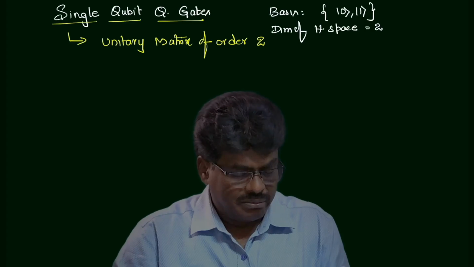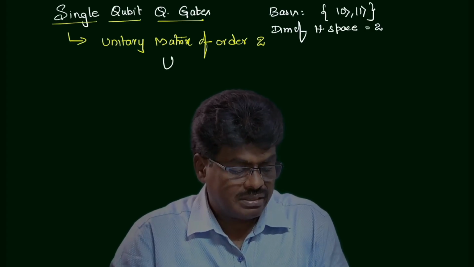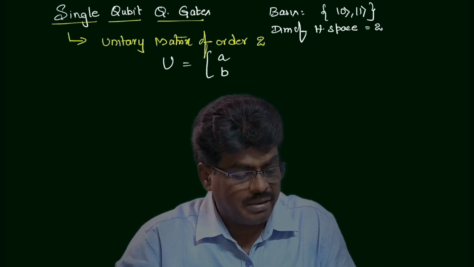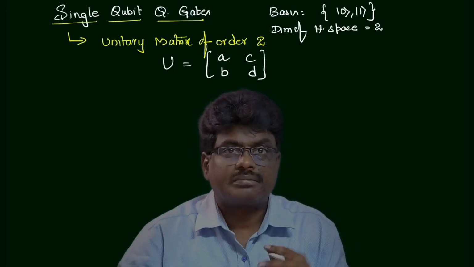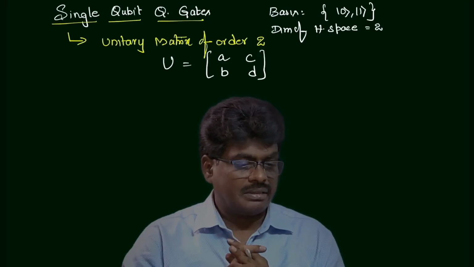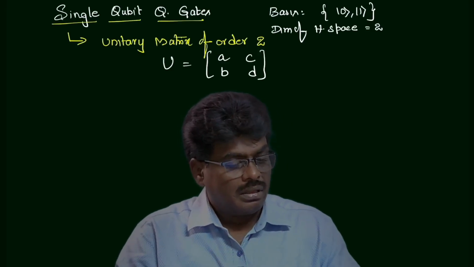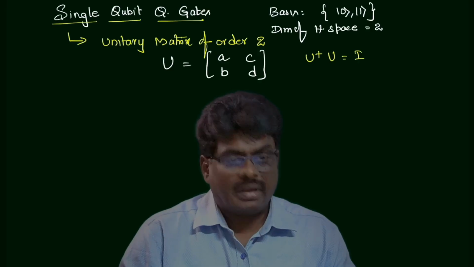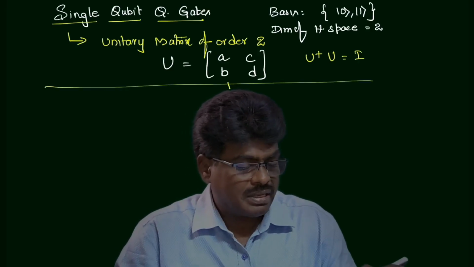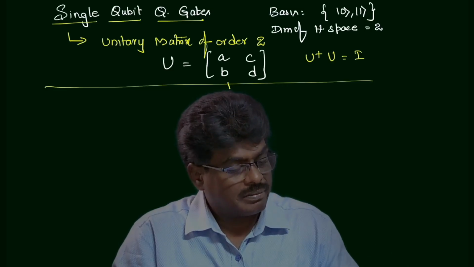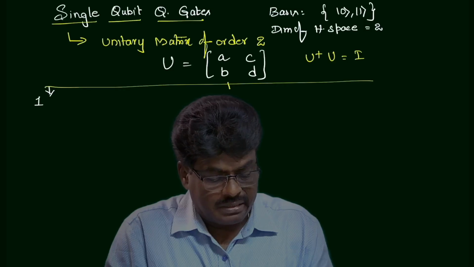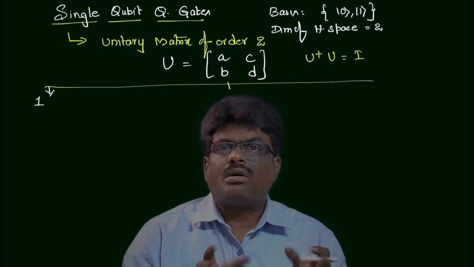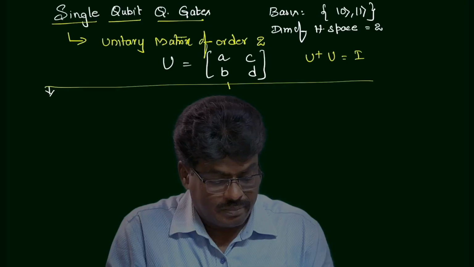So here I'm taking a more general notation like this. I'm taking this matrix as A, B, C, D; sometimes you can take alpha and beta, but I'm taking it like this. I'll tell you why I have taken it like this. And of course it is unitary, that means U dagger U equals I, identity. So here I have three cases. The first case, I'm taking that the elements A, B, C, D of that unitary matrix are all non-zero.